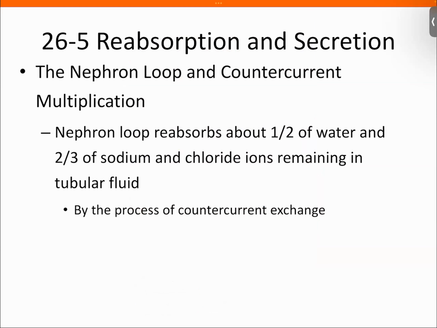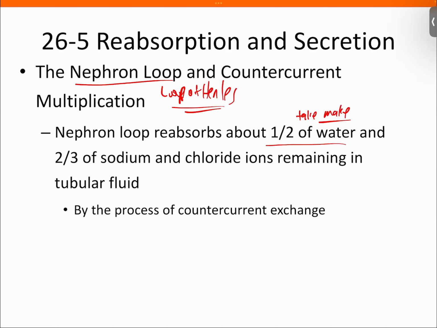So now that we're done with the proximal convoluted tubule, it's time for us to go through the nephron loop, or the loop of Henle, right? And so the nephron loop, or the loop of Henle, uses what's called a counter current multiplication system. We'll talk about that here in just a second. But basically what's going to happen is about half of your water that's remaining in the tubular fluid after the PCT gets done with it is going to be reabsorbed. This is your take back.